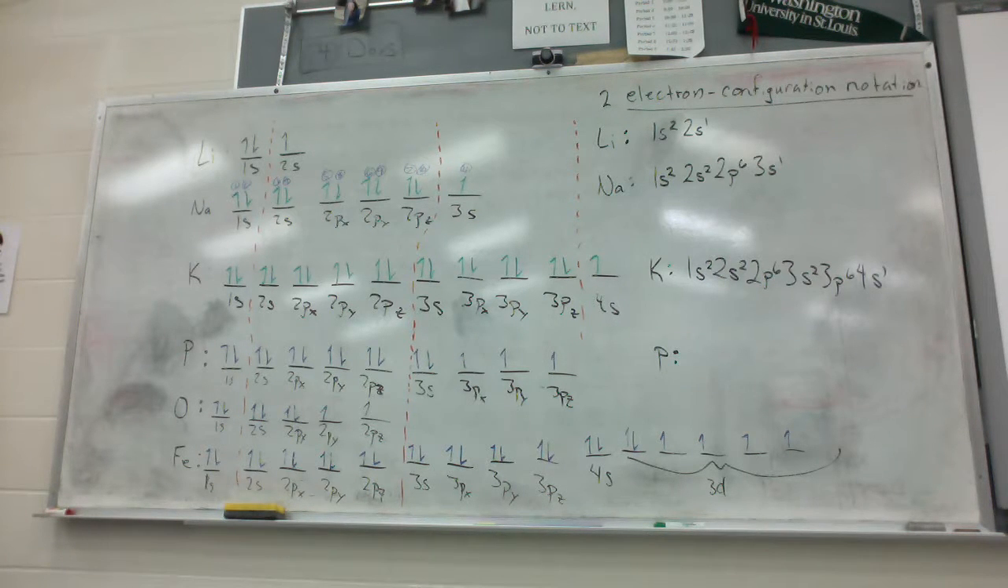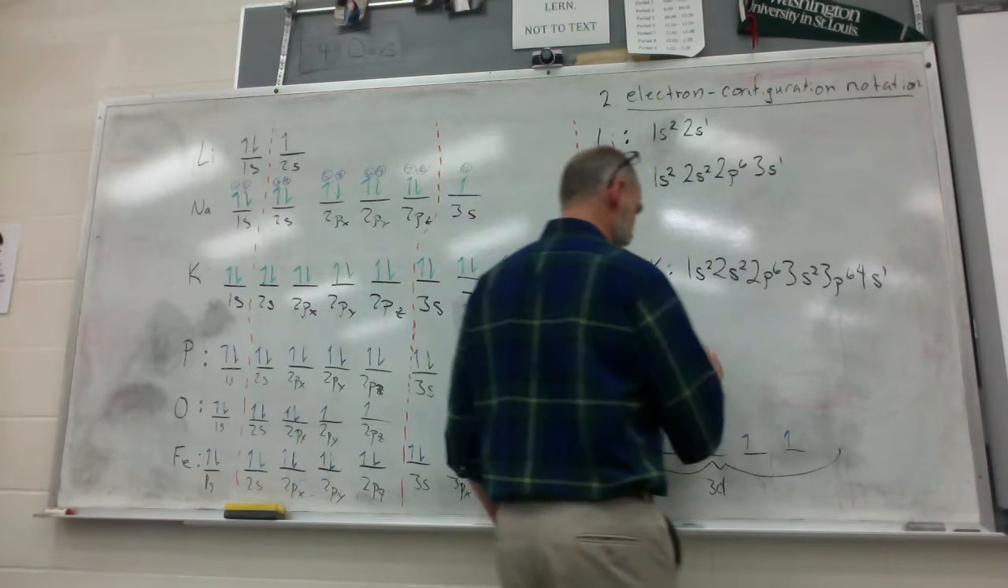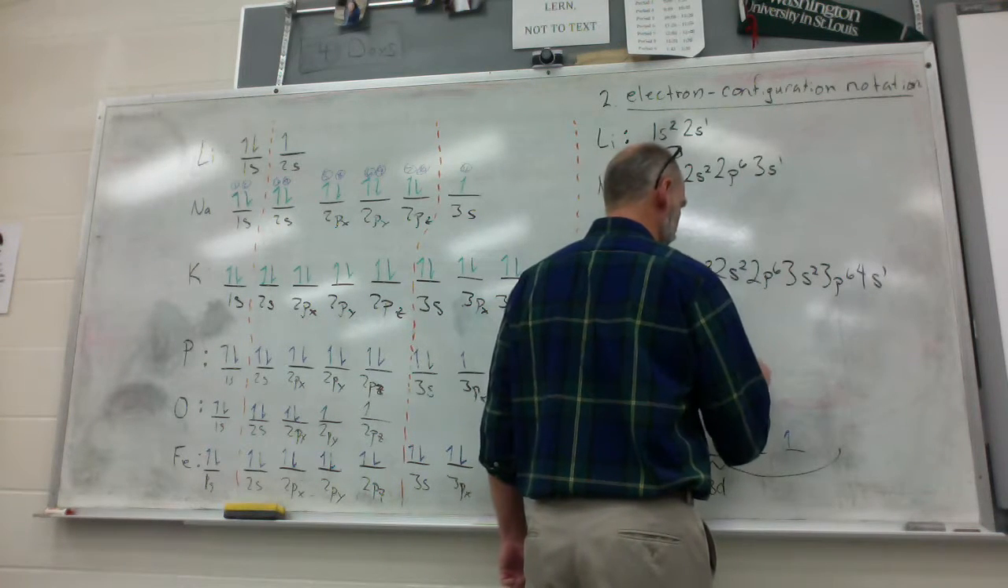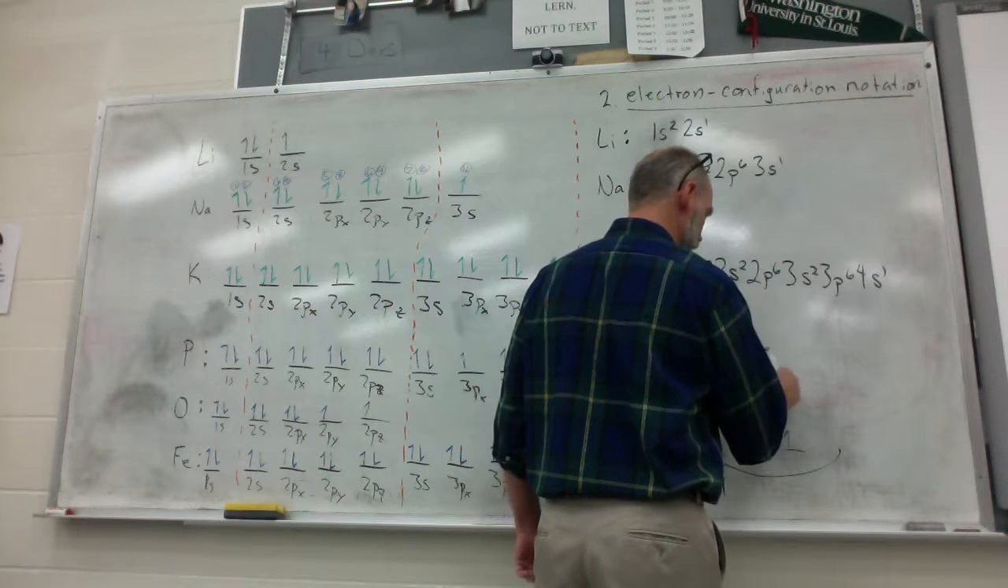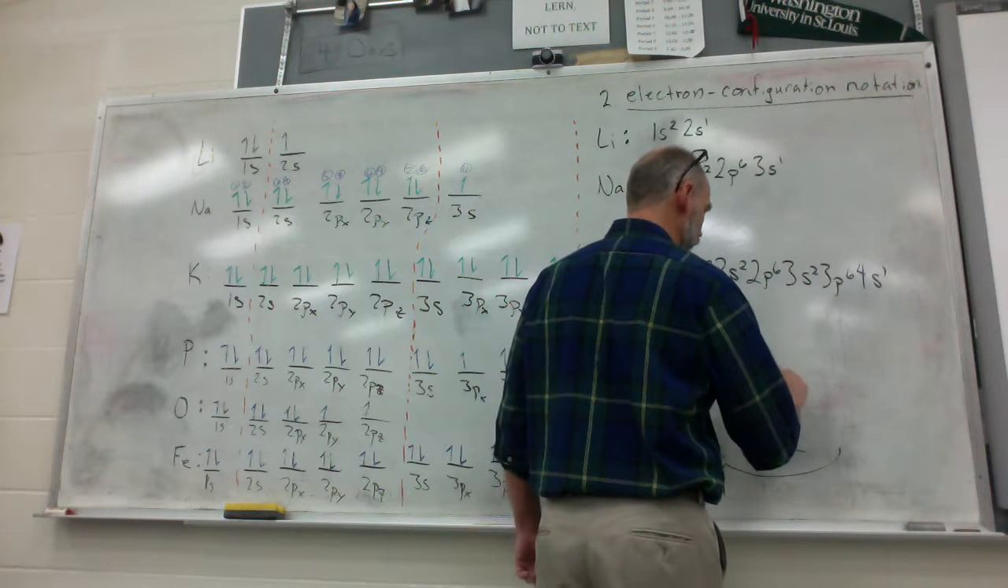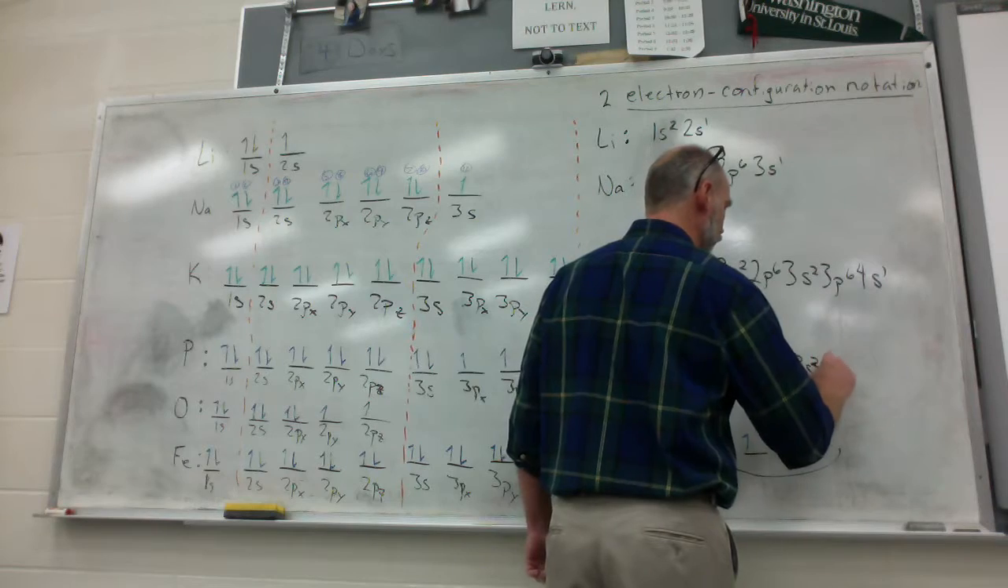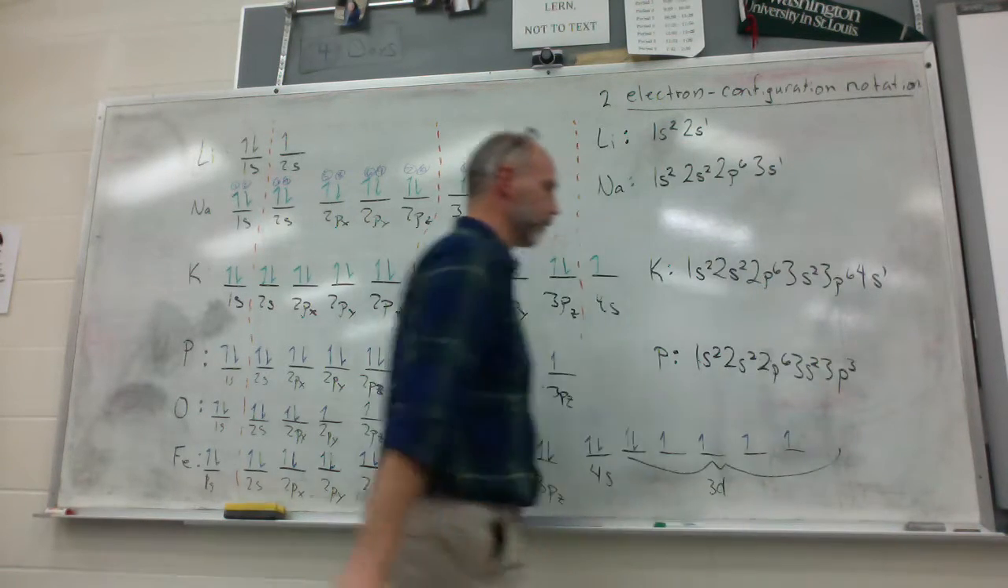So we can go 1s2, 2s2, 2p6, 3s2, 3p3. Okay? So you can just follow the periodic table. 1s2, 2s2, 2p6, 3s2, 3p3.